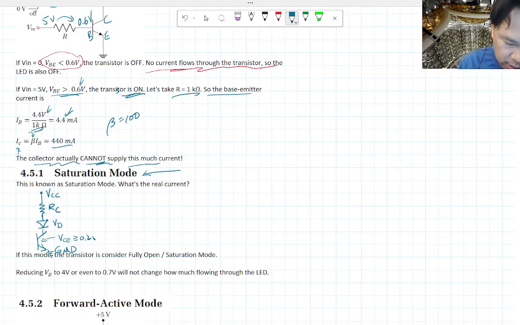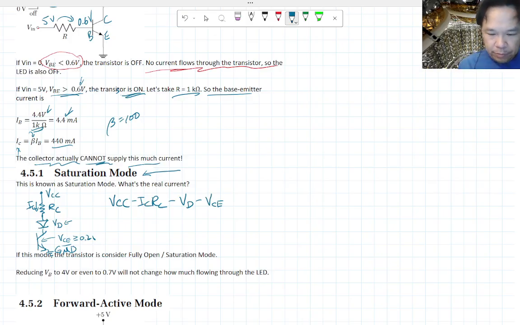So if we apply Kirchhoff's voltage law, we start at VCC, and we're going to call this the collector current, IC, which is what we're trying to calculate. VCC is going to be equal to, if you go across the resistor, a drop in voltage of IC times RC. The diode drop is 1.8 volts. And we're going to have another drop across this transistor, which we call VCE, for collector-emitter. And then at that point, we get to ground.